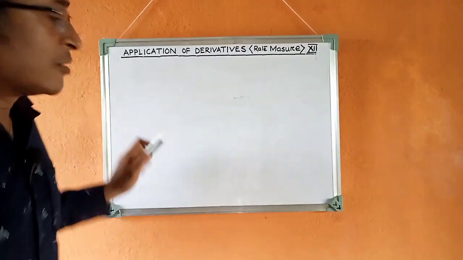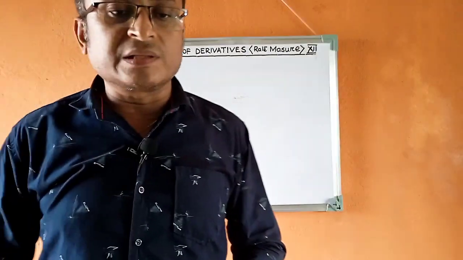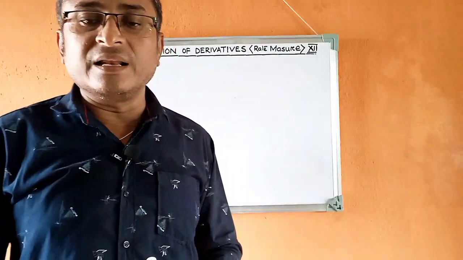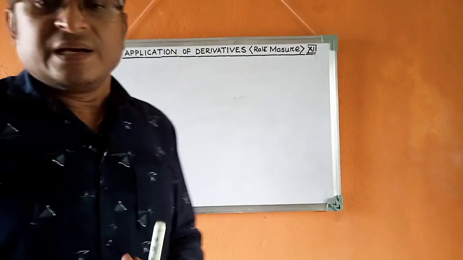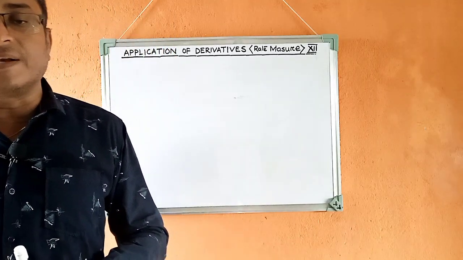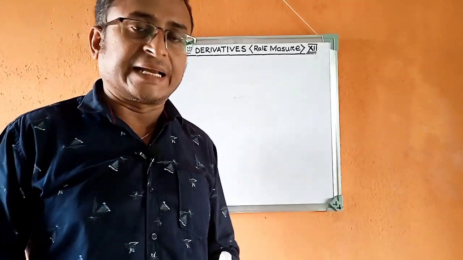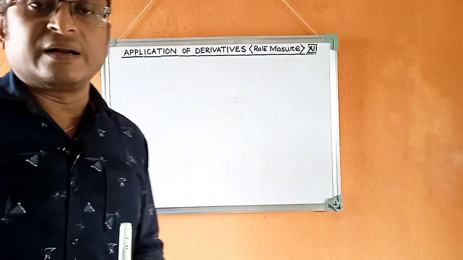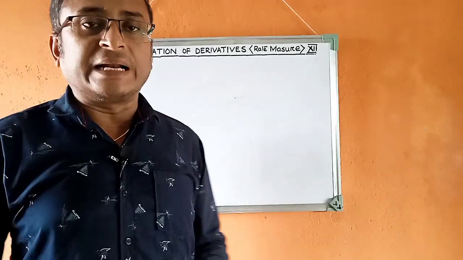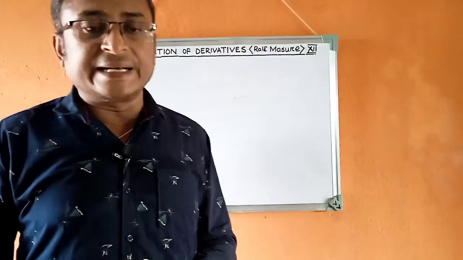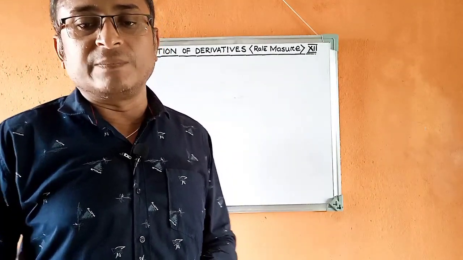Okay, see question number 3. Listen to the question first. A balloon which always remains spherical is being inflated by pumping in 900 cm³ of gas per second. That means the volume of air pushed into the balloon per second is 900 cm³. Now the question is to find the rate at which the radius of the balloon is increasing.